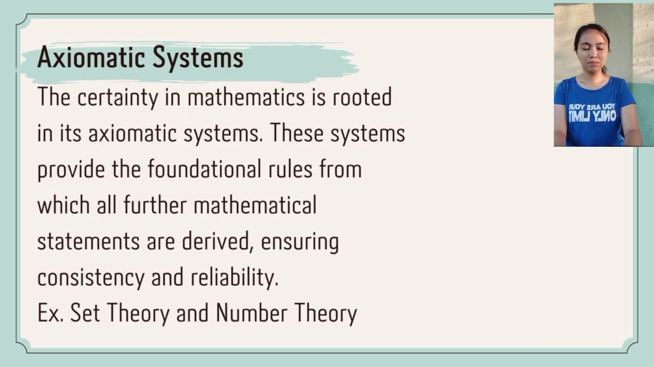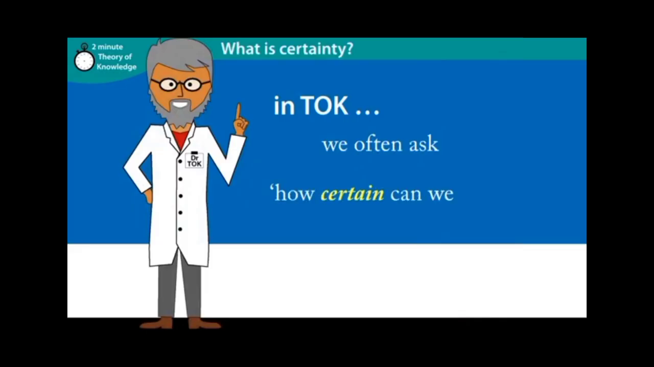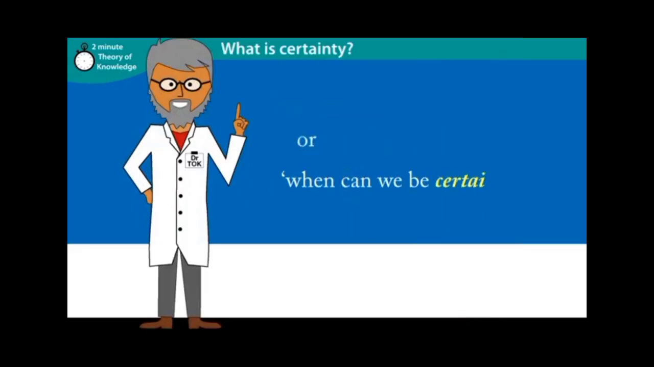The certainty in mathematics is rooted in its axiomatic systems. Once axioms are accepted, all theorems derived from them are regarded as certain within that system. Example, in set theory or number theory. Axioms such as those in Peano's axioms for natural numbers provide the foundational rules from which all further mathematical statements about numbers are derived. In TOK, we often ask, how certain can we be about this knowledge, or when can we be certain about that knowledge?